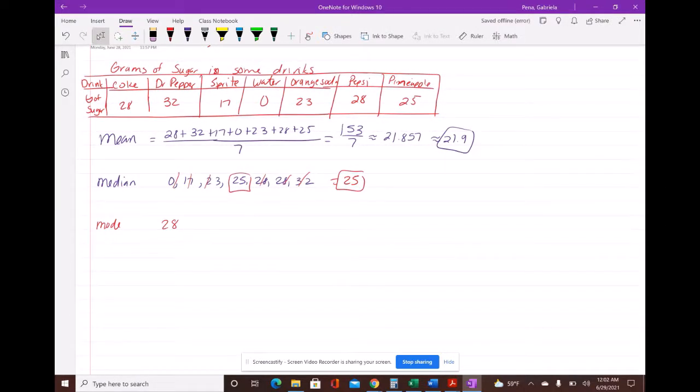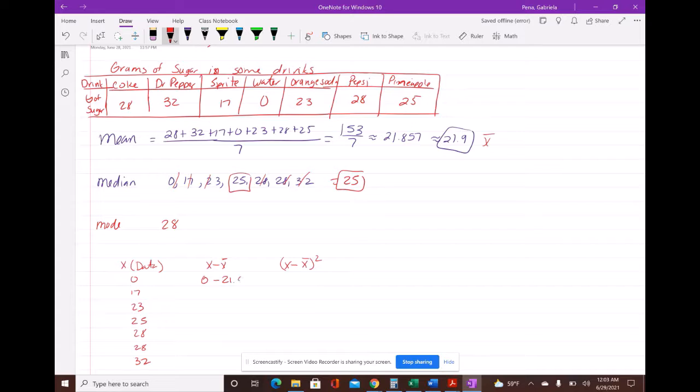Then we go into standard deviation. And in standard deviation, they want us to find x, which is your data. Then we need to do x minus my mean. And then we're going to have to do x minus mean squared. And remember, this is your mean. This is that number. So my data is 0, 17, 23, 25, 28, 28, and 32.